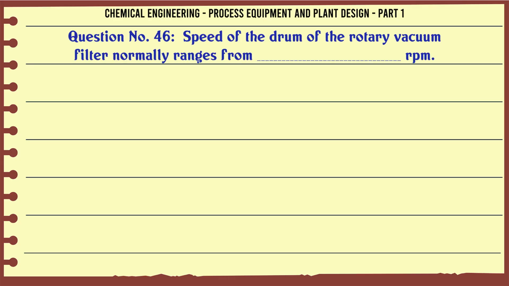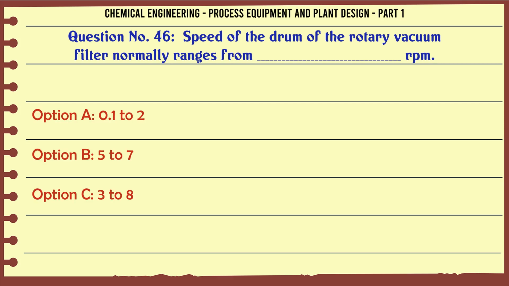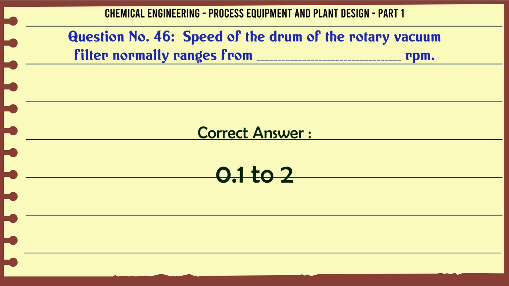Speed of the drum of the rotary vacuum filter normally ranges from dash, dash, dash, dash, dash, RPM. A. 0.1 to 2. B. 5 to 7. C. 3 to 8. D. 8 to 15. The correct answer is 0.1 to 2.